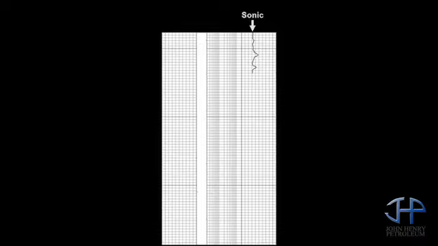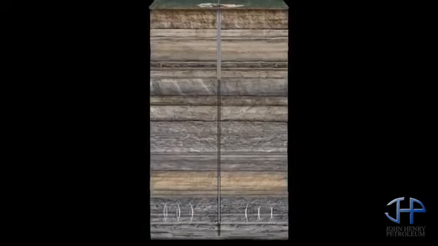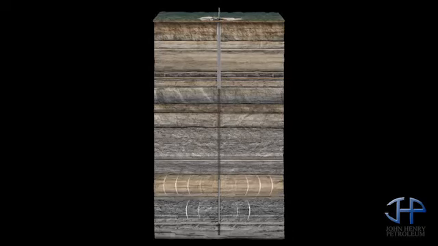The next curve represents the measurements taken by the sonic tool. It shoots sound waves into the formation and records the time they take to return. Dense rock will have a faster travel time, while porous rock will be slower.